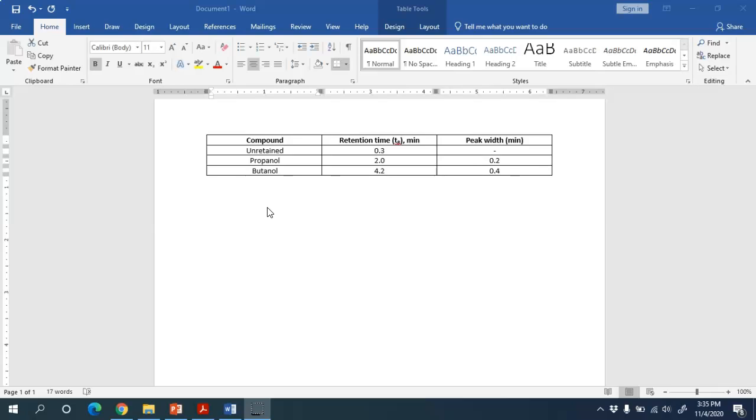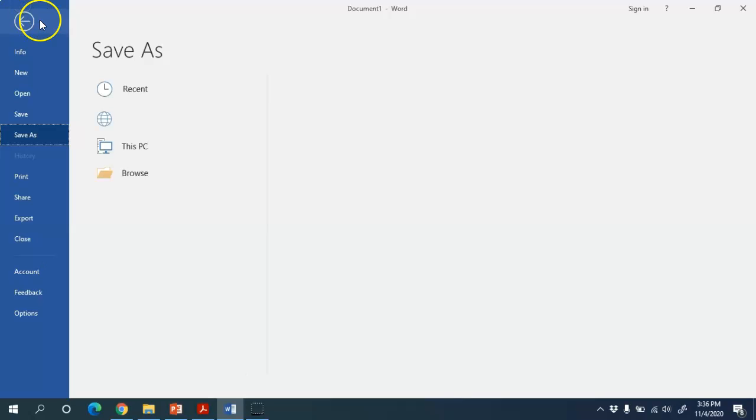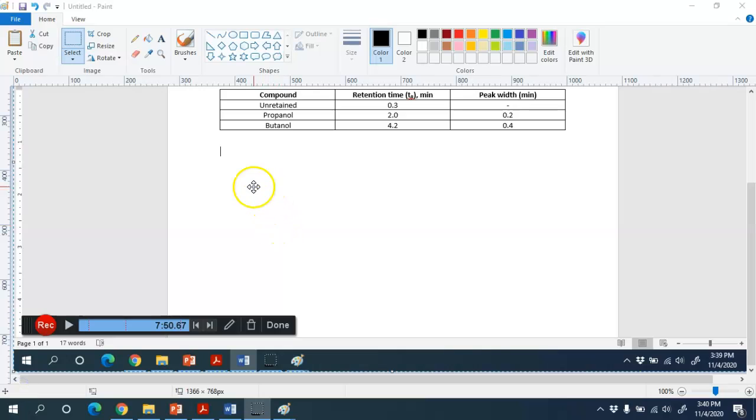By looking at the chromatogram data here, the question will ask you to include in your diagram the retention time, dead time, and peak width for all the species, for the unretained species, propanol and butanol. You need to draw the tR, the tM, and also the peak width for all the species. So what you are going to do first, you need to sketch. First you need to draw a line.